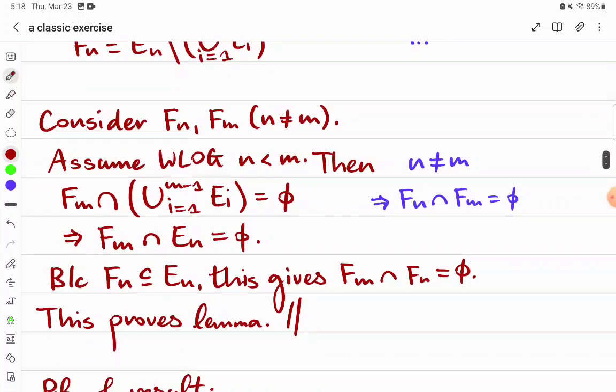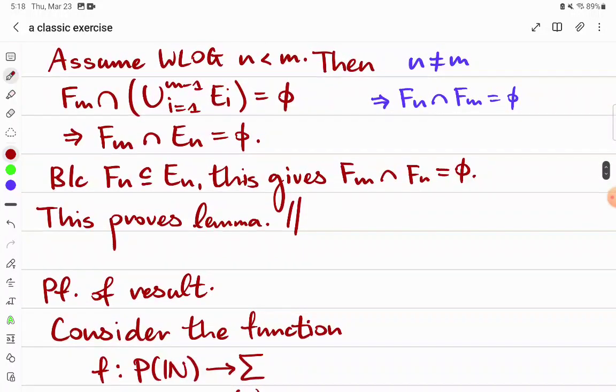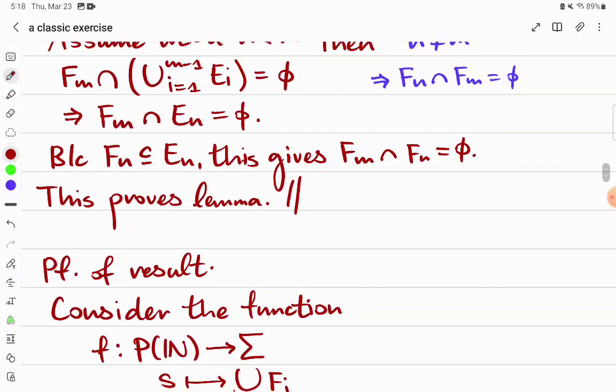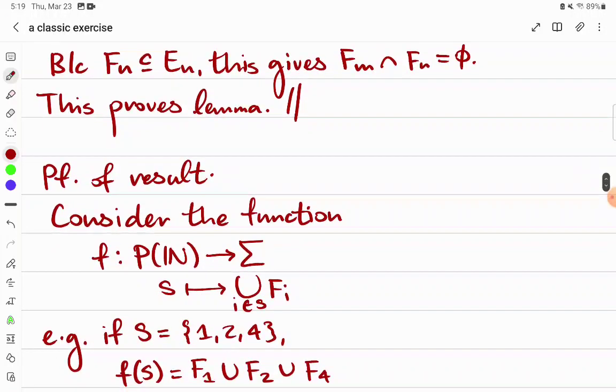Okay, now from this result, how are we going to prove the theorem? Well, we're going to consider a certain function constructed from the power set of natural numbers to the sigma algebra. It's going to take a subset S of natural numbers and map it to the following union of f sub i taken above. The union is taken over all indices i that are in the set of natural numbers S. An example of this is, let's say, if we take S to consist of the natural numbers 1, 2, and 4, then f takes S to the union f1, union f2, union f4.